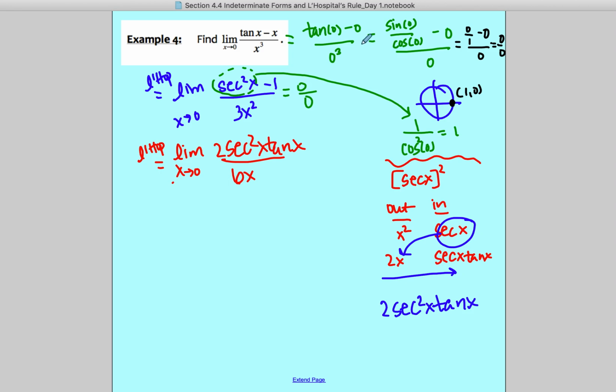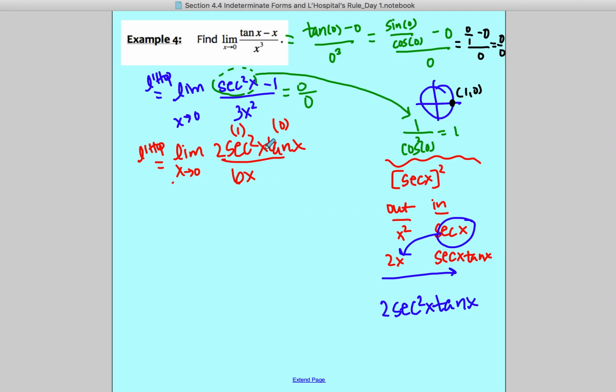I already know that if I plug in 0 to my tangent piece, if I just look right here, what did I get for that piece? I got an answer of 0. So this part right here is 0. And then my secant squared, what did I get for secant squared? I got 1. Because I already found that earlier, right? Secant squared when I plugged in 0. So what I would notice is this would be 2 times 1 times 0 all over 0. So it's going to give me 0 over 0.